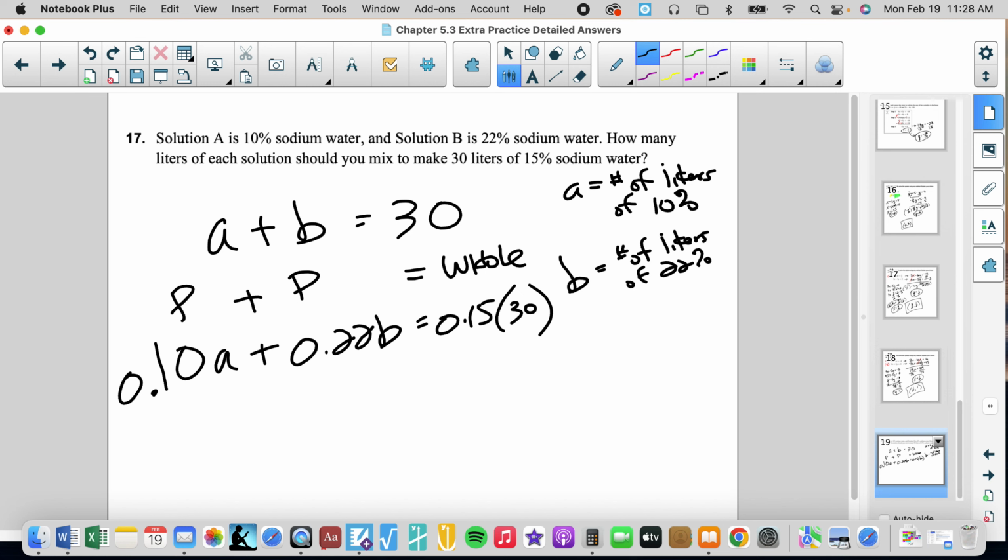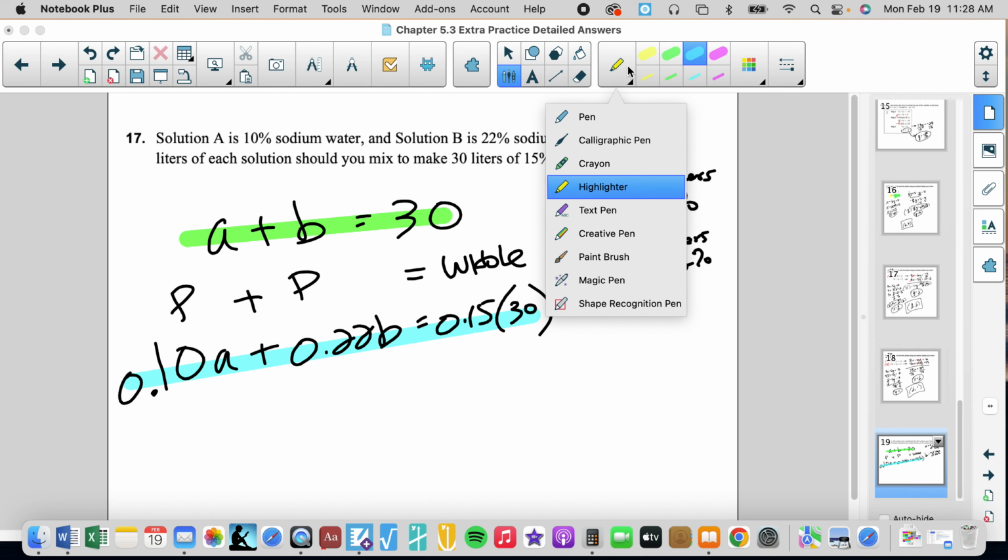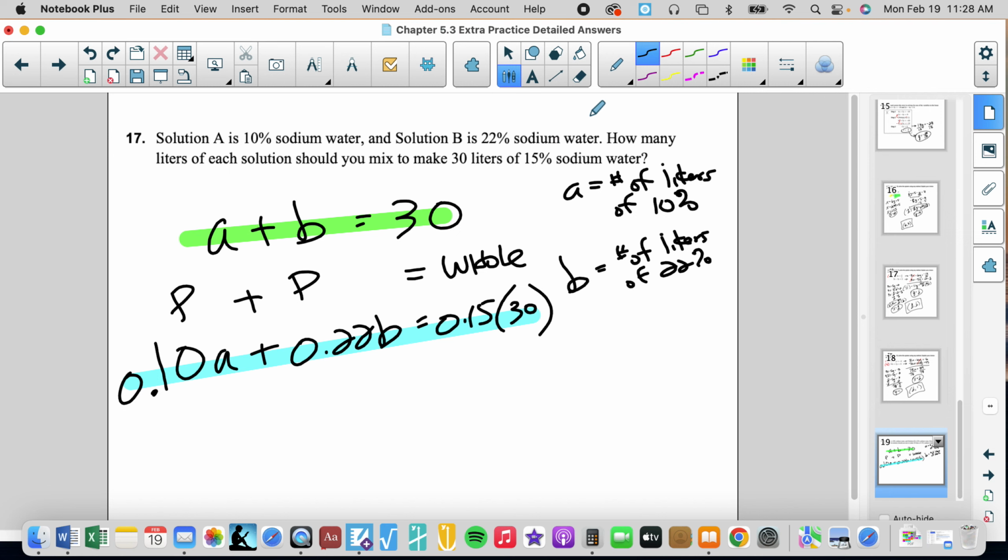All right, so now we have two equations. Don't know if you saw that we have two equations. We have equation 1 and equation 2. Now, if we want to simplify equation 2 and do that 0.15 times 30, you can, but we're just going to use the substitution method. We're going to change A plus B equals 30 into A equals 30 minus B, and we're going to substitute it into the other equation, so we can get rid of one of the variables.